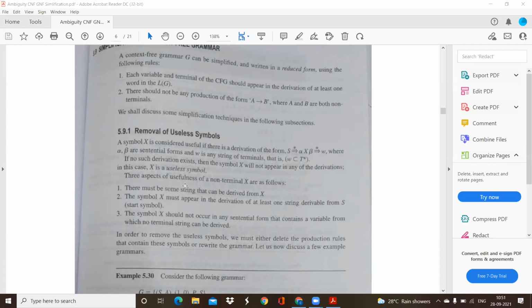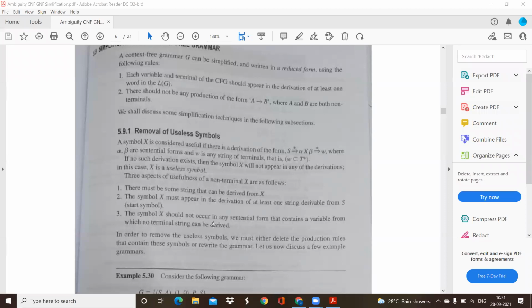There are 3 aspects of usefulness of non-terminal X as follows. There must be some string that can be derived from X. So X should be expanded, or its involvement should be there to get some string or set of terminals. The symbol X must appear in the derivation of at least one string derivable from S. It means if you are deriving something from the start symbol, X must be somewhere involved in that expansion.